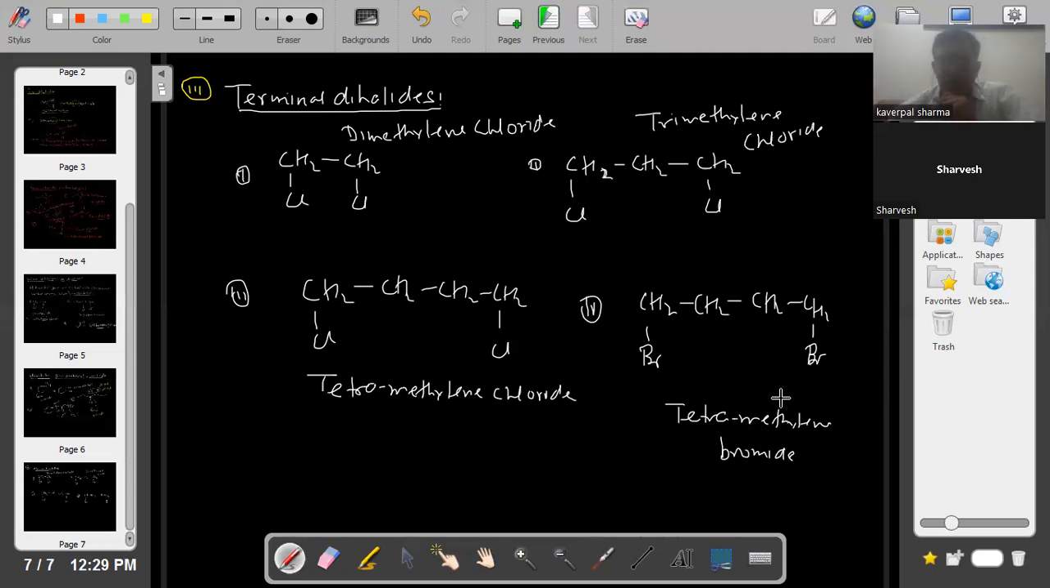So I have given you a view of these kinds of compounds: gem, vicinal, and terminal dihalides. Terminal dihalides are at the ending of the chain, where two halogens are linked. And the halogens should be of the same kind, again, I am repeating this. The halogens should not be different. Okay?